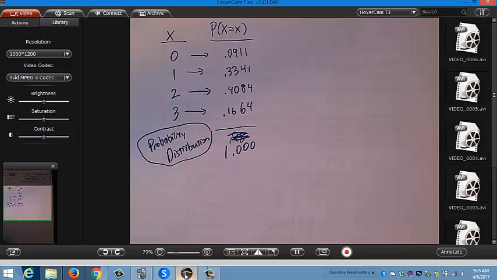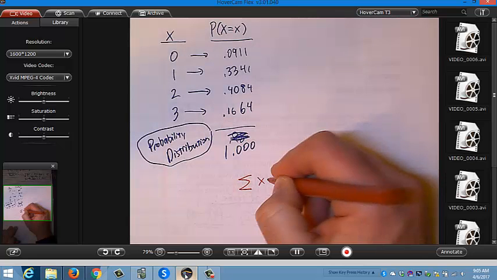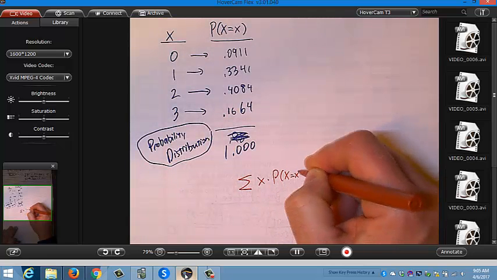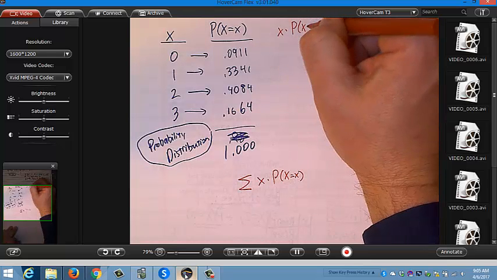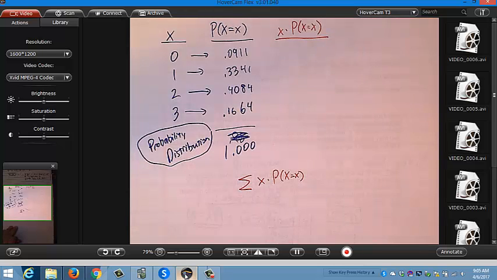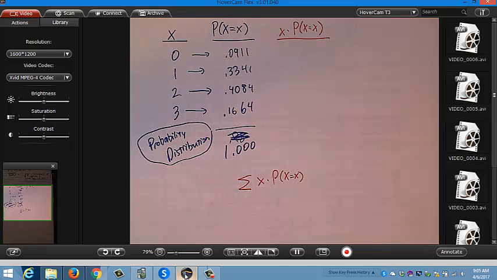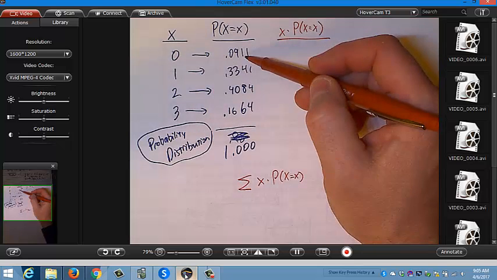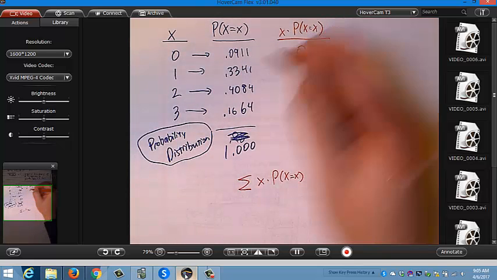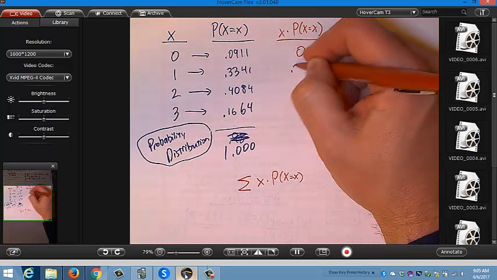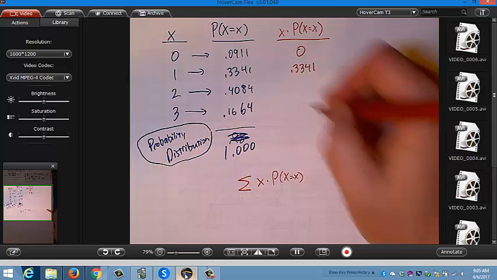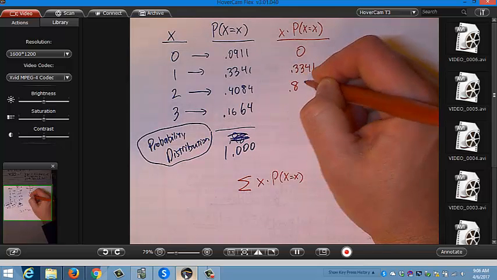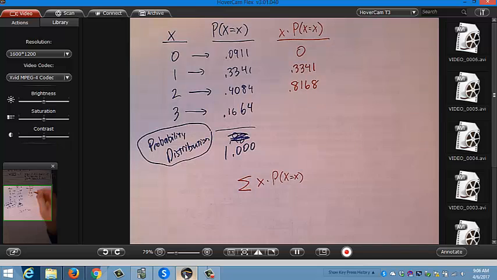So to compute it, we're supposed to use this formula. We're supposed to sum up x times p of x, right? Well, I need a column then here for x times probability x equals x. So let's make a little column. This example is so small I can do it very quickly. Guys, what's 0 times this? Nice job, guys. What's 1 times 0.3341? You guys rock. What's 2 times 0.4084? Well, I guess it would be 0.8168, right? You can see that.